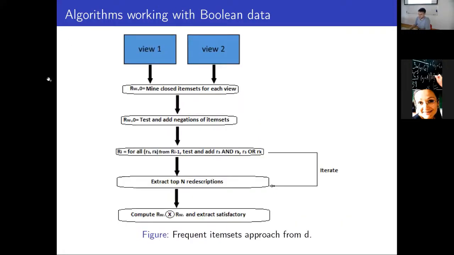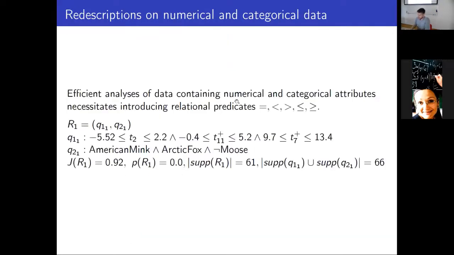Then we have this approach with frequent item set mining, where first closed item sets are mined, then they are negated, and then they are combined with conjunction and disjunction. And this is an iterative process. So these item sets, which are basically sets of attributes, are combined. They are ranked, filtered, extracted, and then the final redescriptions are outputted to the user. So that's very quickly about the algorithms that work on Boolean data.